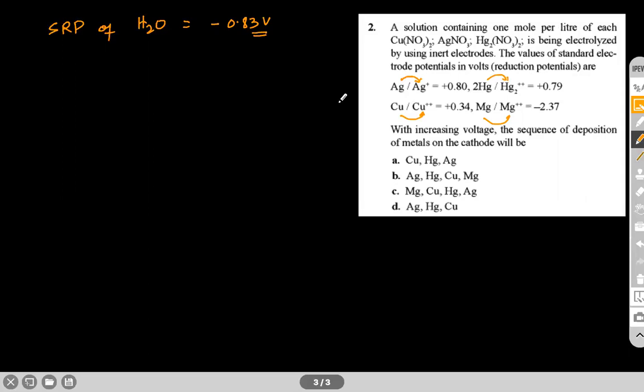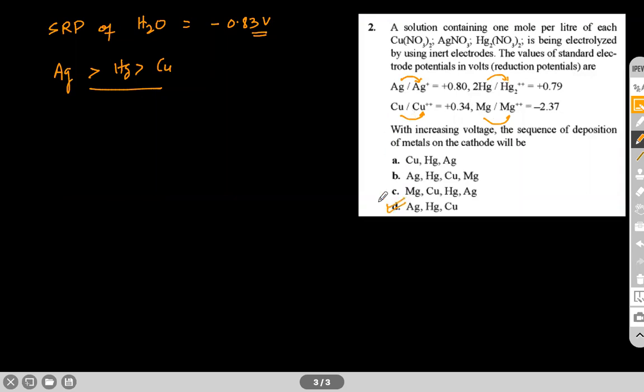Okay, so all those metals which have higher reduction potential than water will get reduced. And the easiest reduction will be for silver, first of all, because silver will have maximum value of reduction potential, and then we'll have Hg, and then we'll have copper. So this is the order: Ag, Hg, Cu, but magnesium won't get reduced because the reduction potential of magnesium is lower than that of water. Got it? So answer for this question is option D.